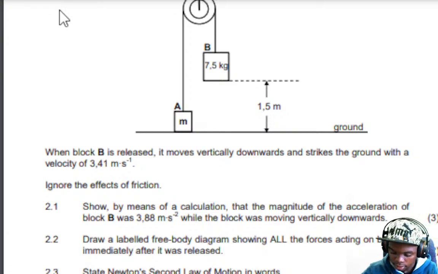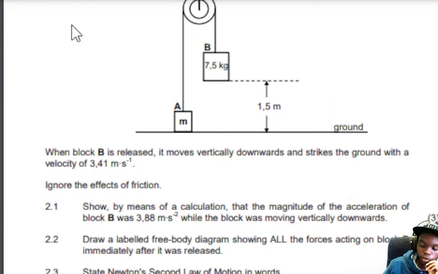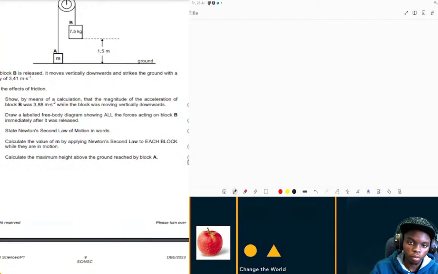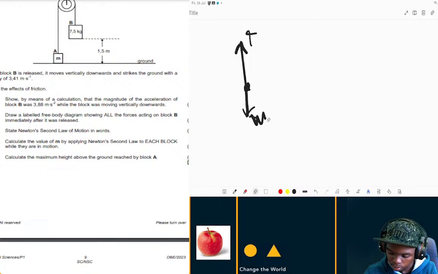Now guys, let's start with what we're discussing: the free body diagram for these 2 blocks. So for block A, it will be straight up, which will be your tension, and down towards the ground, which will be your weight, or your gravitational force.